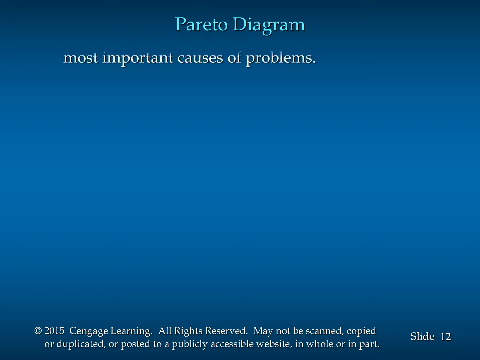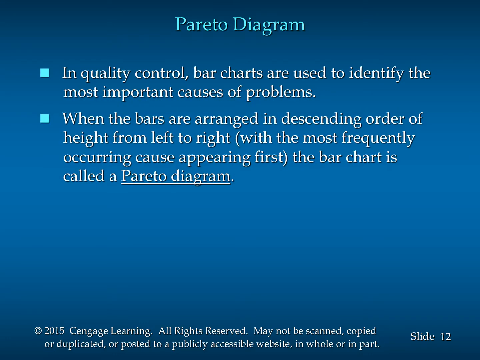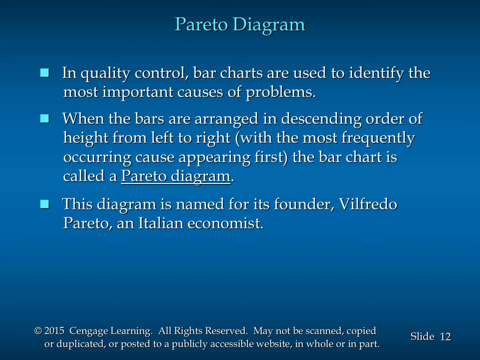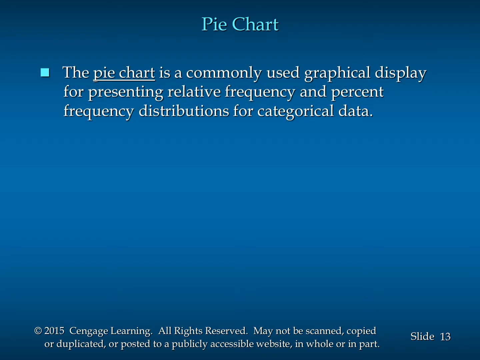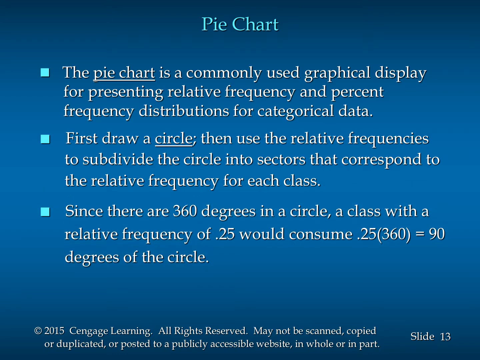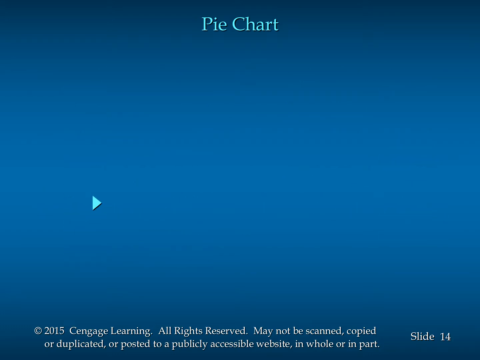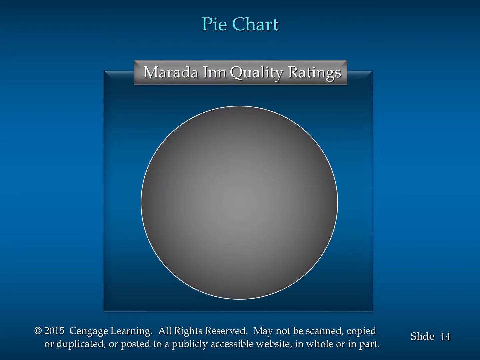A Pareto diagram is simply a bar chart where the bars are arranged in descending order with the highest class at one end of the diagram. A pie chart is one more useful way to display frequency data as arc or pie segments of a circle. You can see that displayed here for the same data on hotel quality ratings.